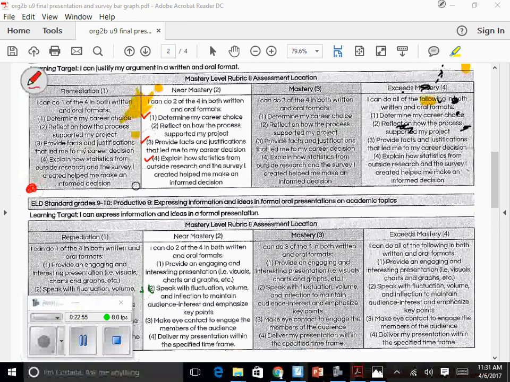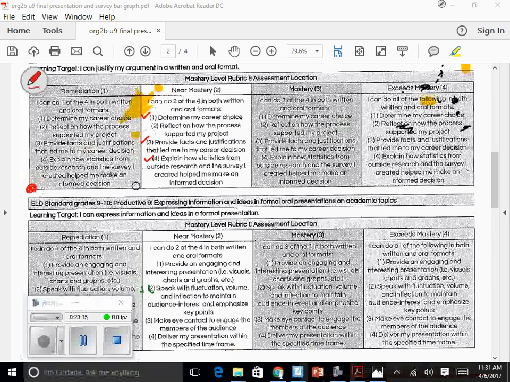I'm going to give you a template, so you don't have to figure out how you're going to write this. You'll write it just like I did, and then in the future, if you need to vary it, you could. 4, explain how statistics from outside research and the survey I created helped me make an informed decision. In other words, for the career cluster that you're going to be choosing, how did our little survey help with that? And again, there'll be something there.